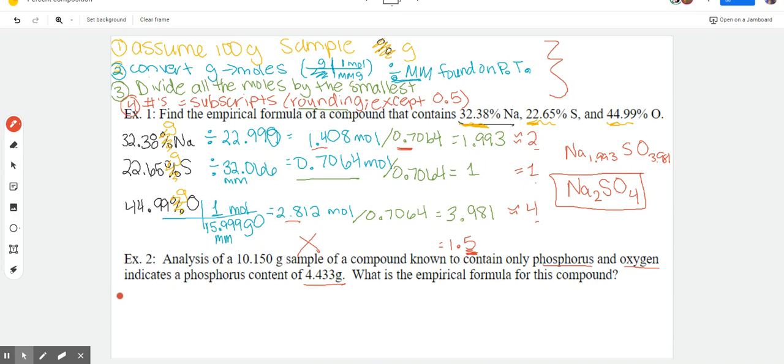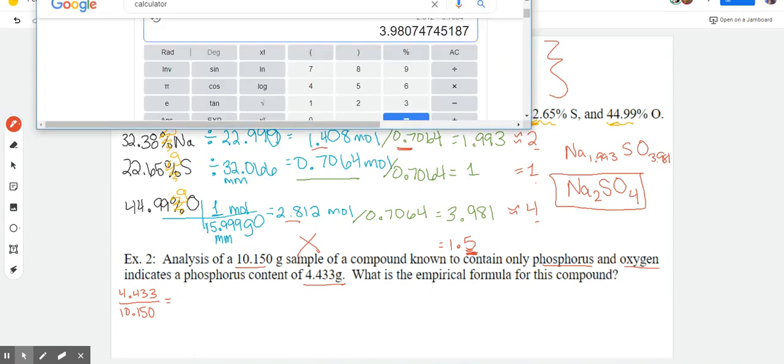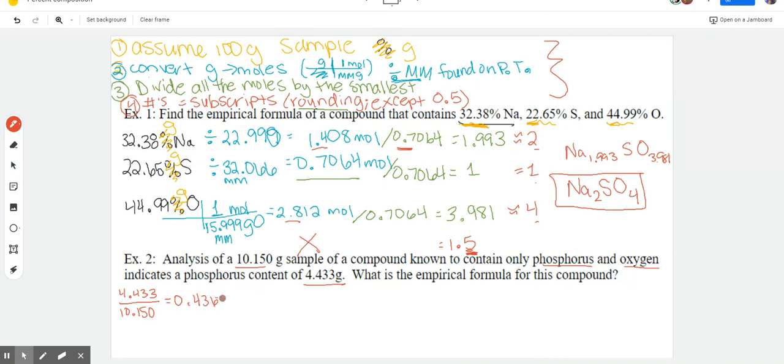So remember, percent composition was part over whole times 100, right? So we could say 4.433 divided by our whole, which is the 10.150. And that would get us 4.433 divided by 10.150. We would get 0.4367. So then we would multiply that by 100 to get 43.67% phosphorus, right? So I'm trying to make it look exactly the same as what we started over here.